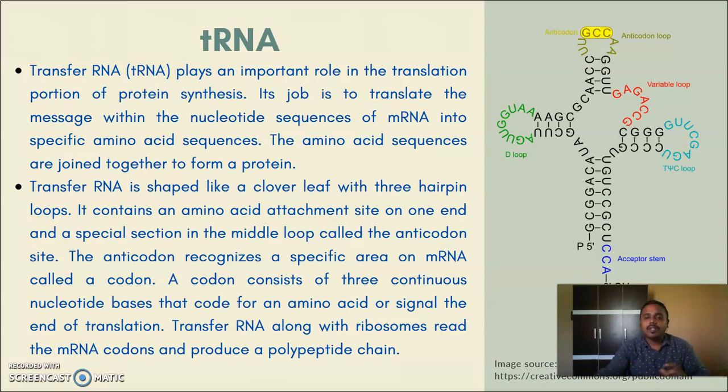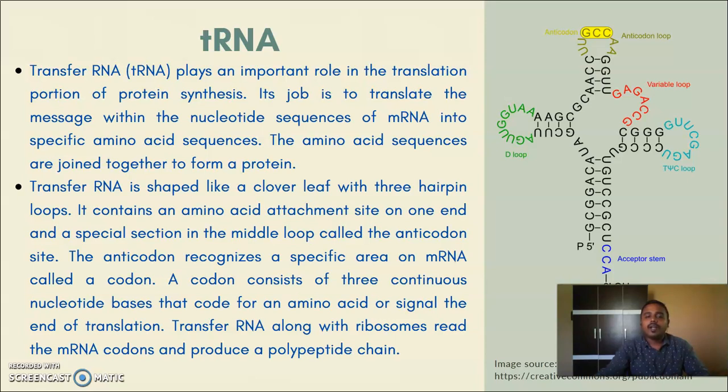Already we have seen there is a DNA which is transcribed, its message going into an mRNA. Then the mRNA reaches the cytoplasm. Now this transcribed message has to be translated again to form a protein. That's where your tRNA plays a major role. The amino acid sequences are joined together to form a protein.